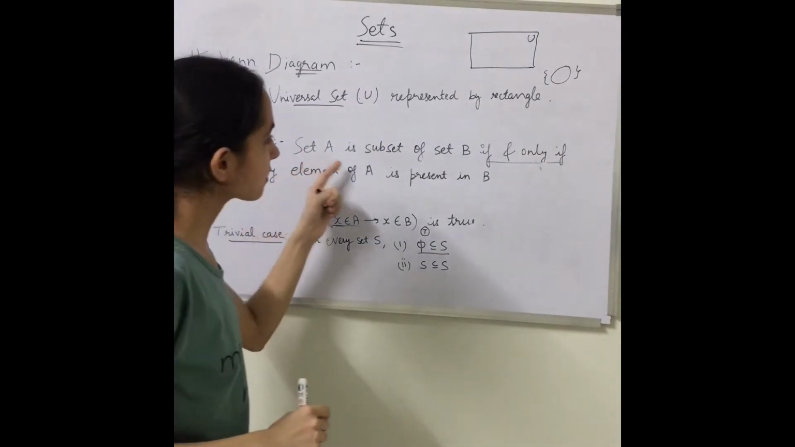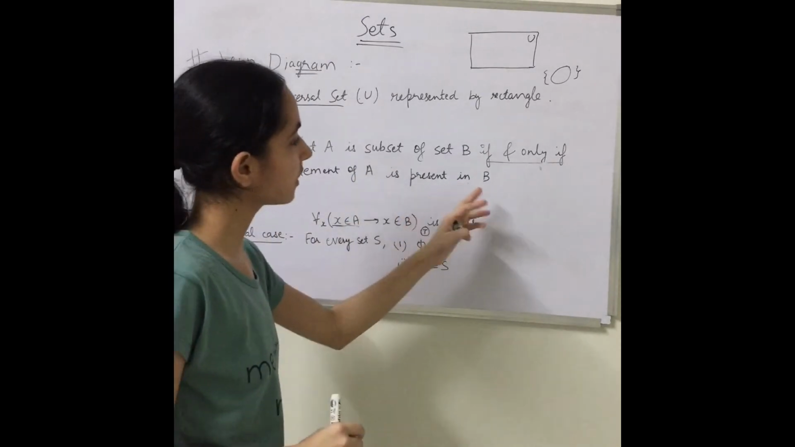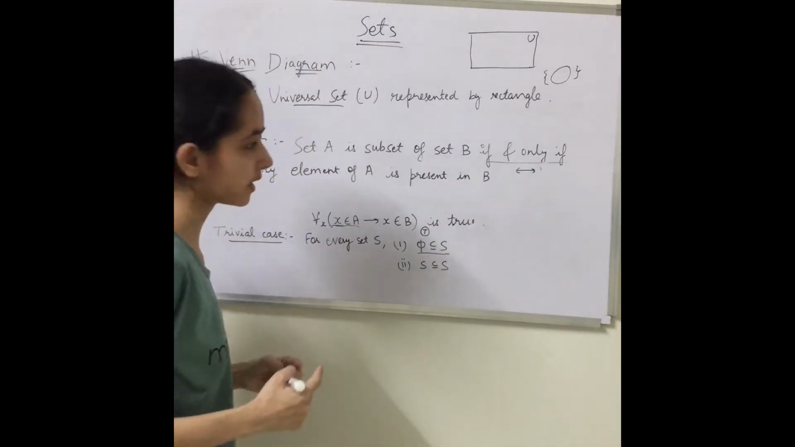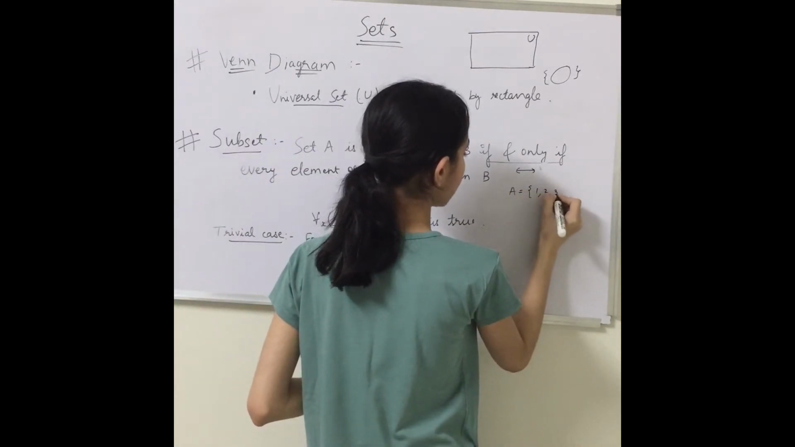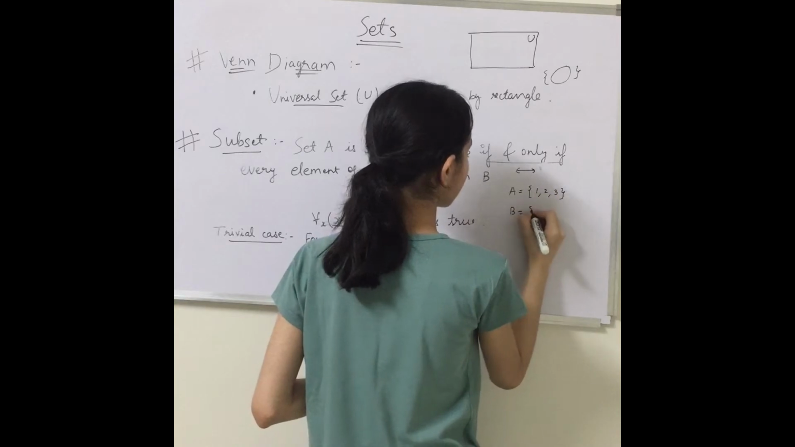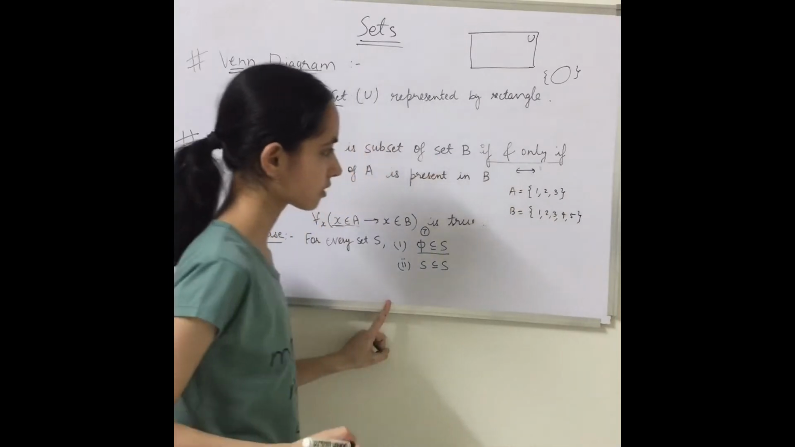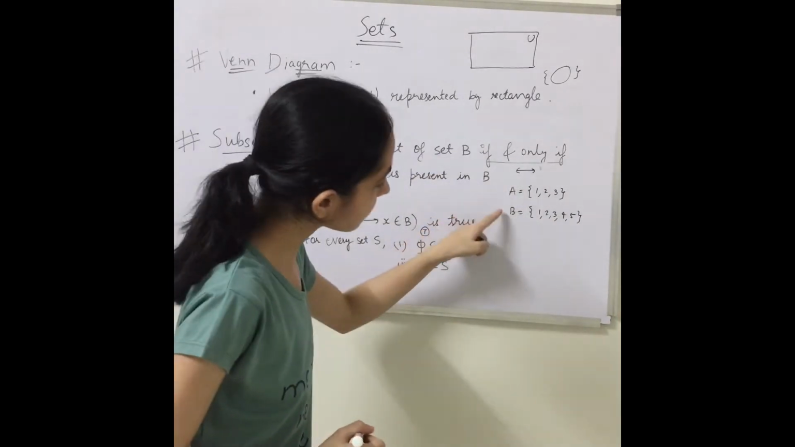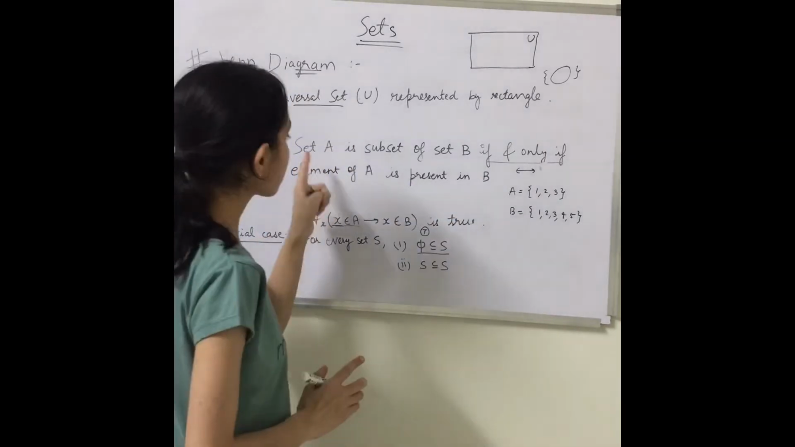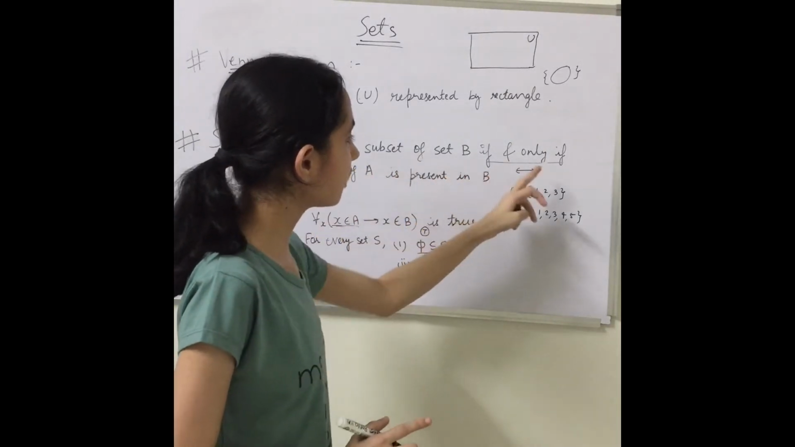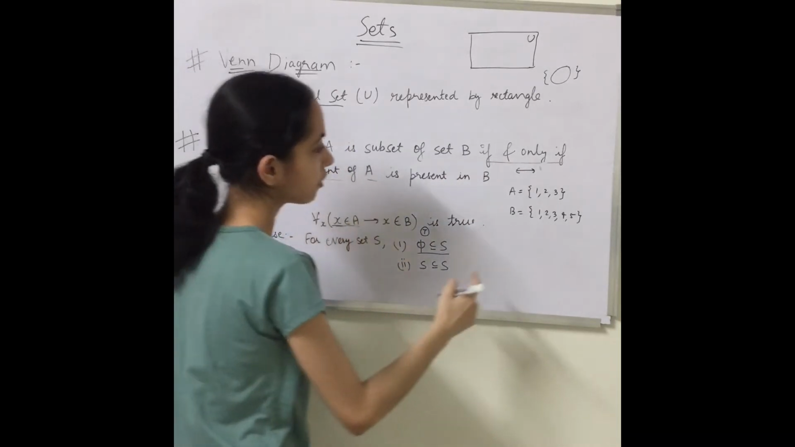Subset: set A is subset of set B if and only if every element of A is present in B. What does it mean? Let's take an example. Let's suppose I have one set 1, 2, 3 and another set, let's suppose this. Now identify whether A is a subset of B or B is a subset of A. Focus on definition. So set A is subset of set B if and only if every element of A is present in B. Every element of A.